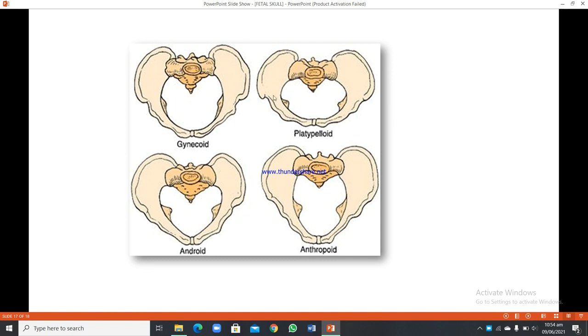There are 4 different types of pelvises. The gynecoid, it is capacious and it is a favorable pelvis for the normal delivery of the fetus. Platypelloid, it is like a plate, the dimension is transversely long. Android, it is the male type, and the anthropoid, it is just like this. You can see the oblong.